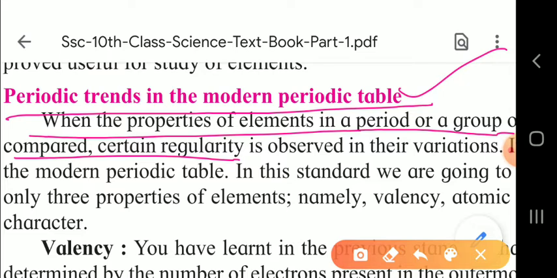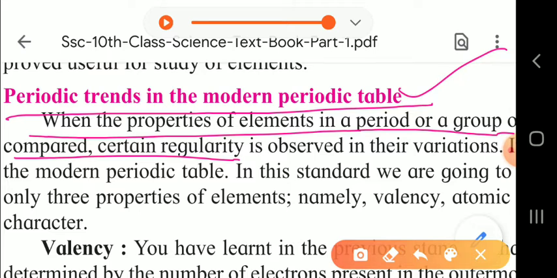Compared in the sense that sometimes you compare that she has a good environment for study, I don't have that much, or you compare regarding clothes. In the same way here, when the properties of elements in a period or a group of the modern periodic table are compared, certain regularities are observed in their variation.